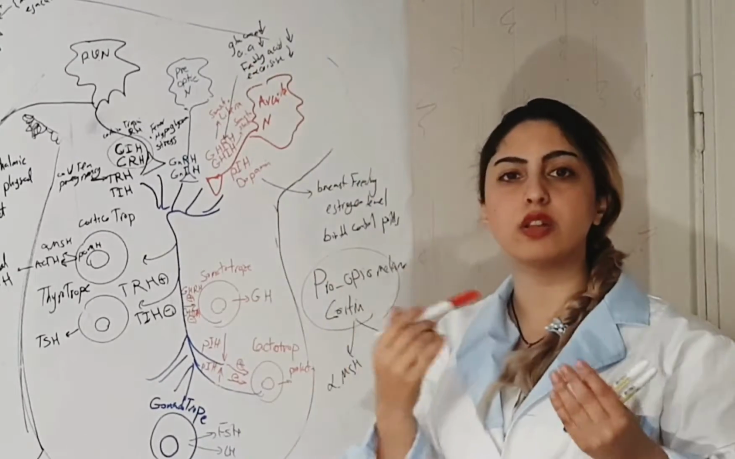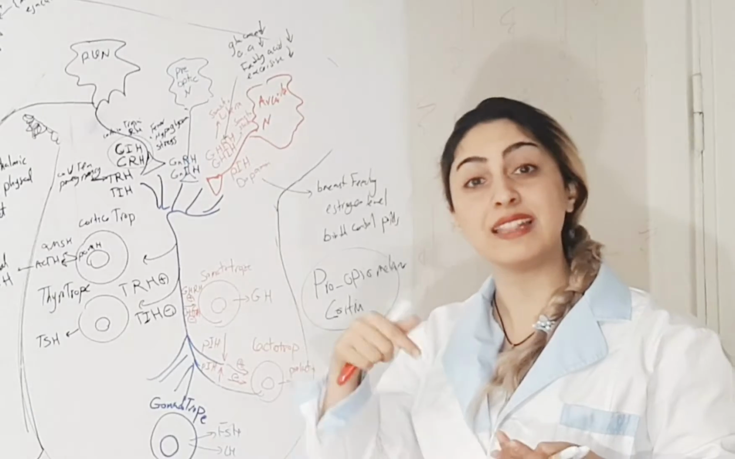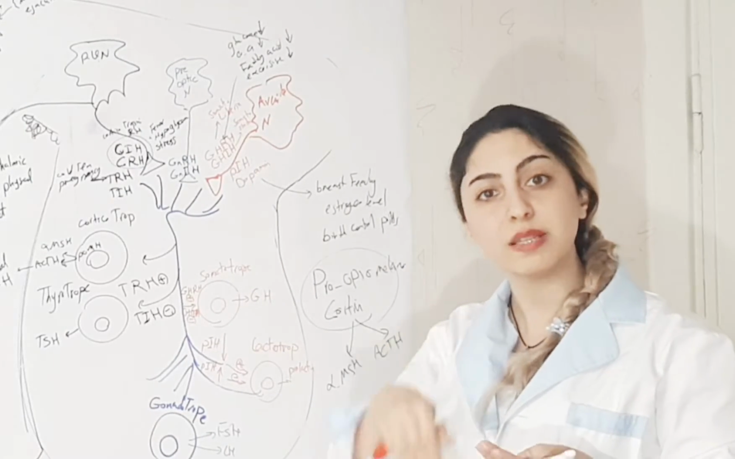For example, if the glucose in my blood is low, if amino acids in the blood are low, if fatty acids in the blood are low.